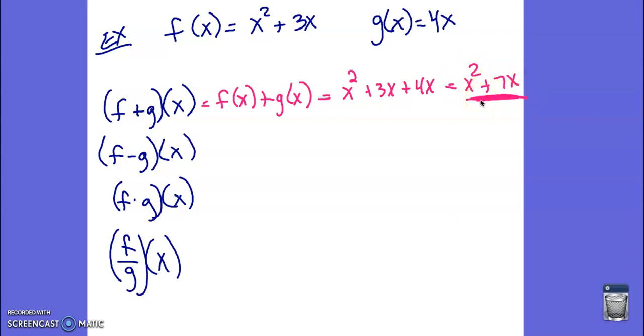So I combine those together. F minus g of x. That literally means f of x minus g of x. So we have x squared plus 3x, and we're going to minus the g of x.